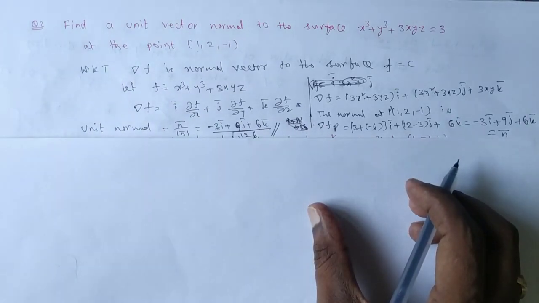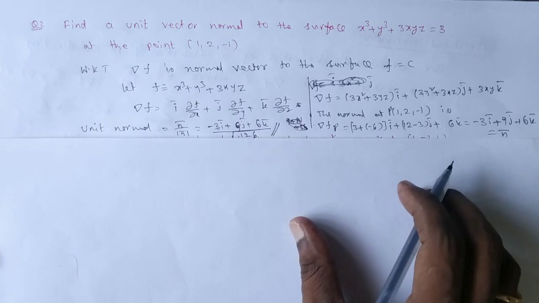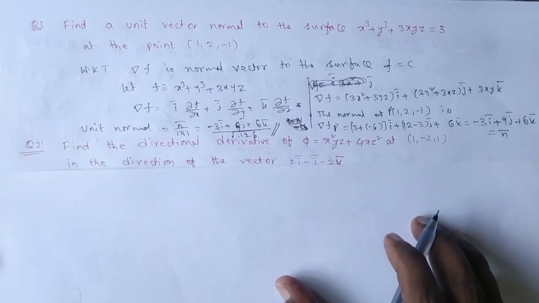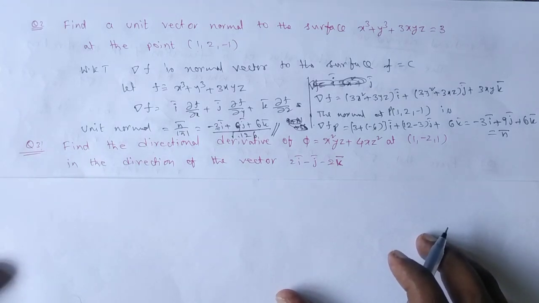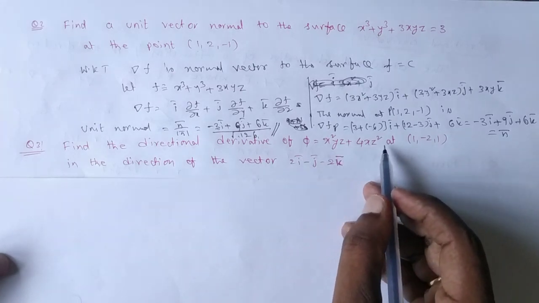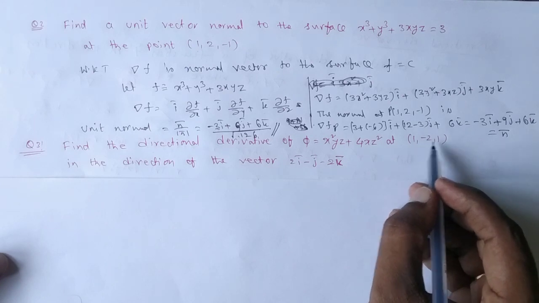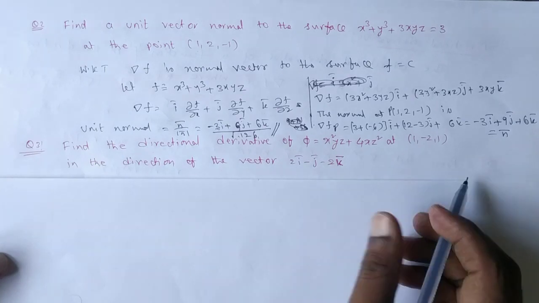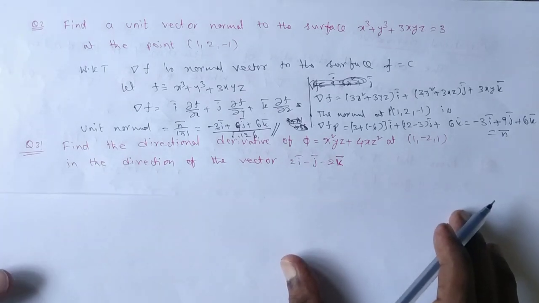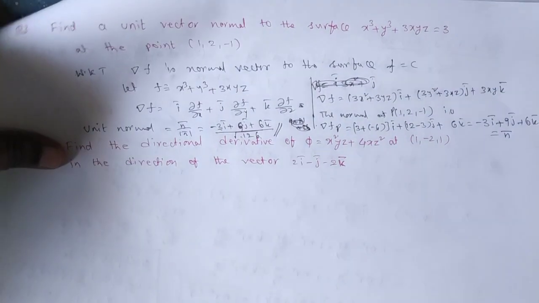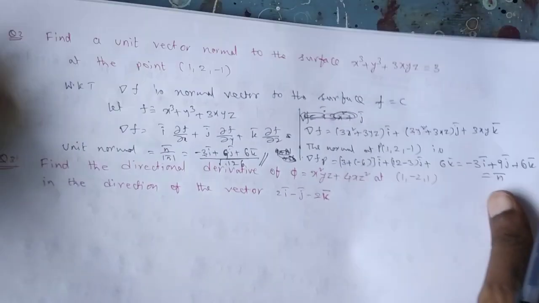So I am just trying to show you how to calculate a unit normal to the level surface F equal to C. So I just want to take one more example, one more problem. Find the directional derivative of the function phi equal to x square yz plus 4xz square at the point 1, minus 2, 1 in the direction of the vector 2i bar minus j bar minus 2k bar. See here, if you want to calculate the directional derivative of any function f in a particular direction, we just have a formula like this.